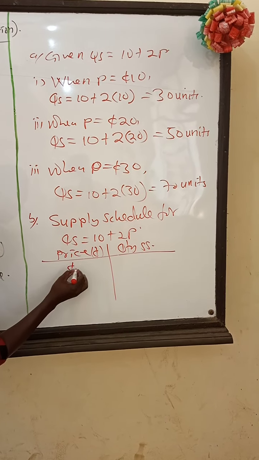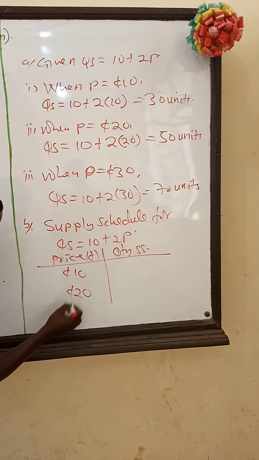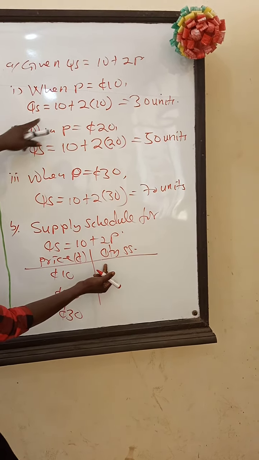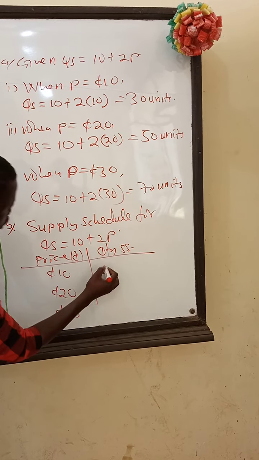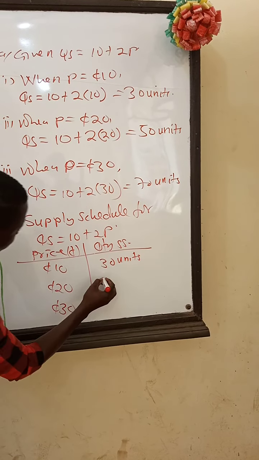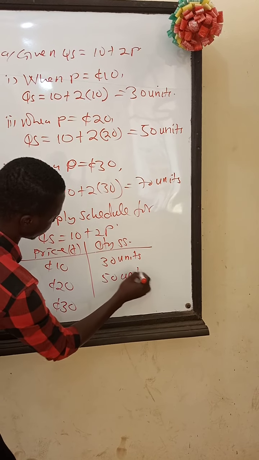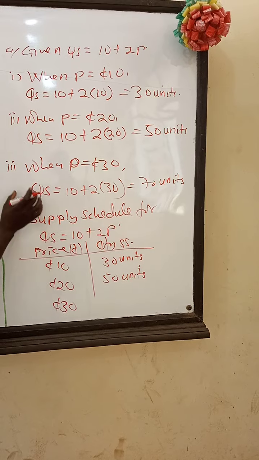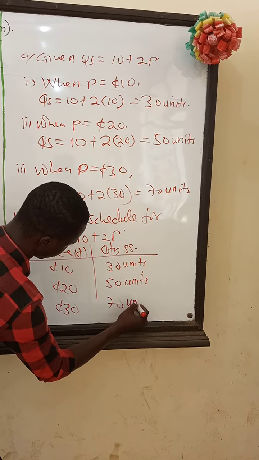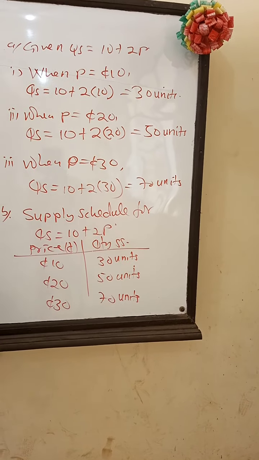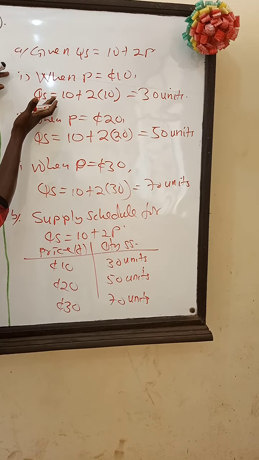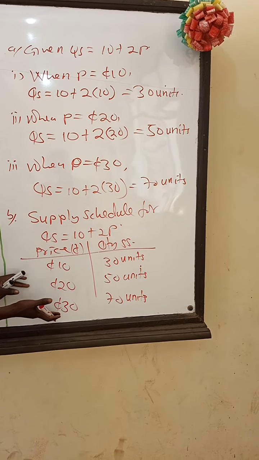So we have price, we have 10 cedis, 20 cedis, 30 cedis. And then the 10 cedis, when we did the calculation, we had 30 units. Then 20 cedis, we had 50 units. And then lastly, the 30 cedis, we had 70 units. So I'm done with the supply schedule. So this is what we call supply schedule. So from my supply function here, I've been able to come up with this supply schedule.